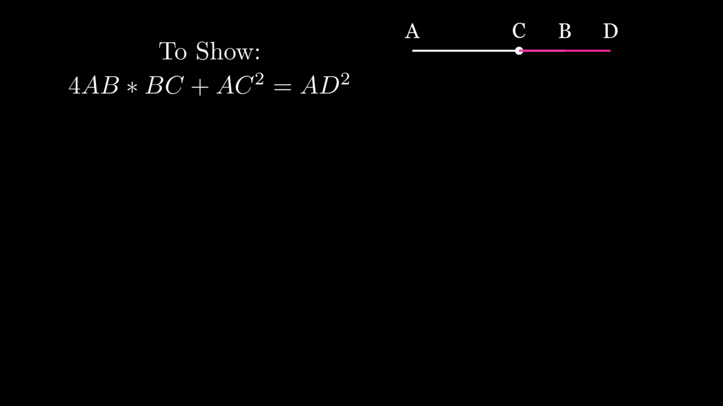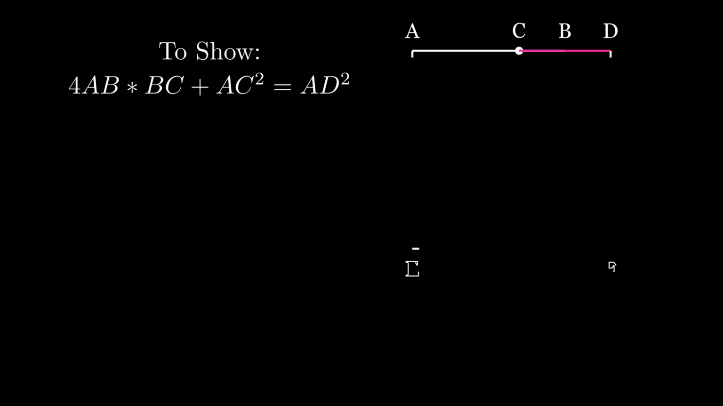So starting with line AB, we're going to cut it at random at C, and draw BD in line with AB equal to CB. What we want to show is that 4 times AB times BC plus AC squared will be equal to AD squared.